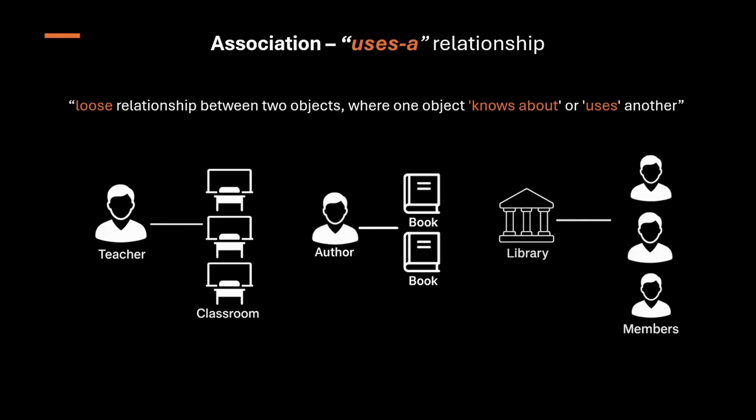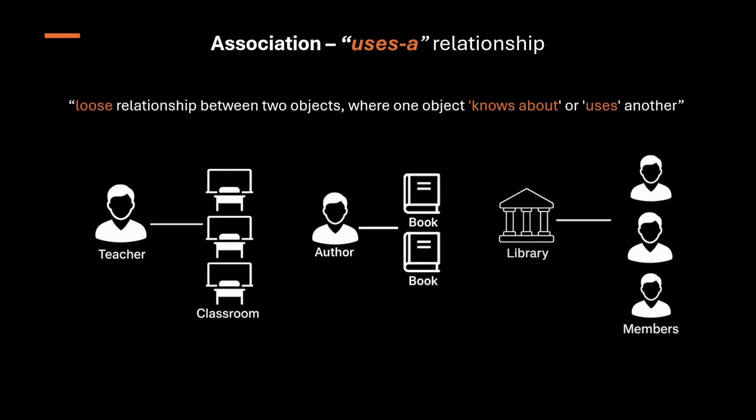Let us start with association, also known as a user relationship. Association is a loose relationship between two objects where one object either knows about or uses another object. Think of it as a connection, but not a deep or permanent one. It's different from inheritance or composition. Here, the objects interact, but they don't really belong to each other in a strict way, unlike inheritance or composition.